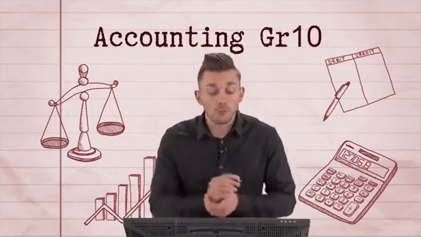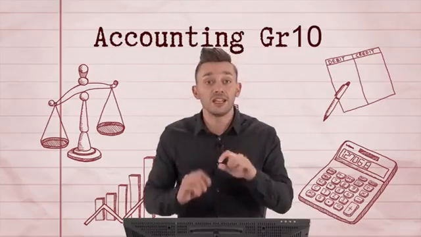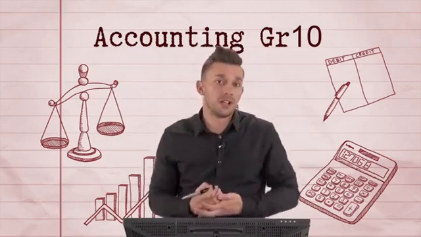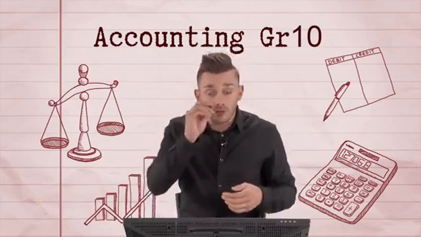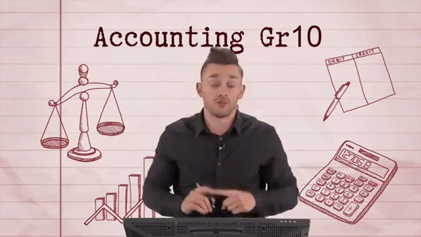Another one, number 3, workings must be shown in order to achieve part marks. Again, I need to see all your workings. Remember, I can't take in your calculator to see how you calculated some amounts. You need to show all the calculations and show them clearly. Do a heading and say, I'm calculating this, and then do the calculation so that all the teachers who are going to mark your papers know exactly where you got your final answer.